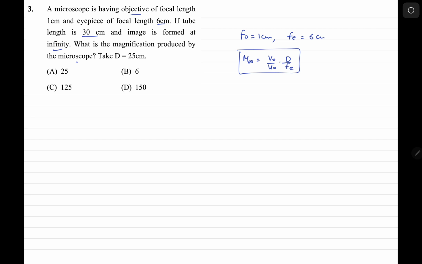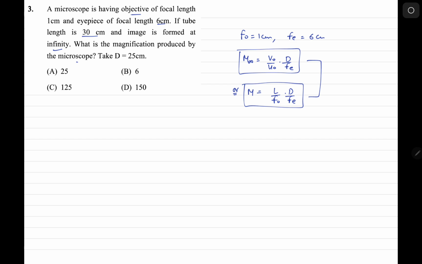So now we use this one. There is one more formula that we sometimes use in the compound microscope, but it comes under one condition. I'll write the formula first. It is L by FO into D by FE. This formula we use again when the final image is formed at infinity. Both the formulas we can use when the final image is formed at infinity. Now we need to see the question and decide which formula is convenient to use.